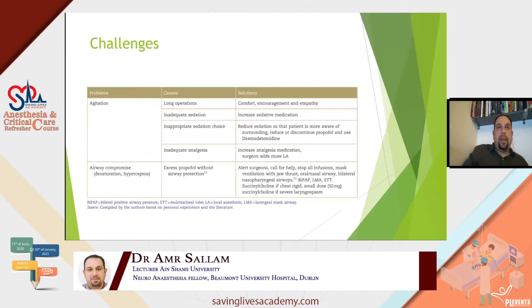But agitation might be caused by the length of the operation itself, the time he would be kept awake, inadequate sedation, inappropriate sedation choice, which is very important as well, and we'll see, and the analgesia. While airway compromise happens when we use more propofol or something that will affect the consciousness of the patient and lead to airway compression.